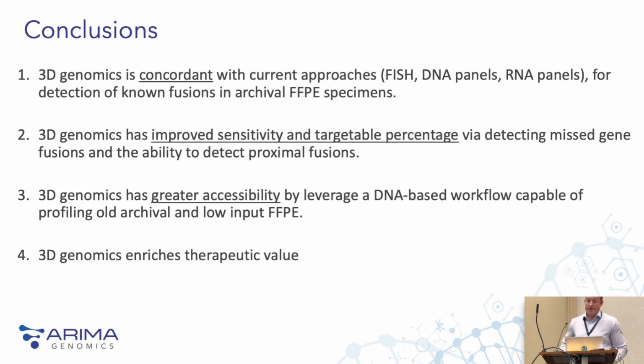So in conclusion, I've shown you that the 3D genomics approach is concordant with existing methods. It has some of the benefits of improved sensitivity, which we think increases the percent targetable by detecting either gene-to-gene fusions that were missed or these proximal fusions that were never going to be detected by a typical DNA or RNA panel. And we think it has greater accessibility because this is all a DNA-based workflow as opposed to RNA-based, and can go back in time on old archival and low-input FFPE. I think Matija will talk a little bit more about some of the prospective cases and the therapeutic value.